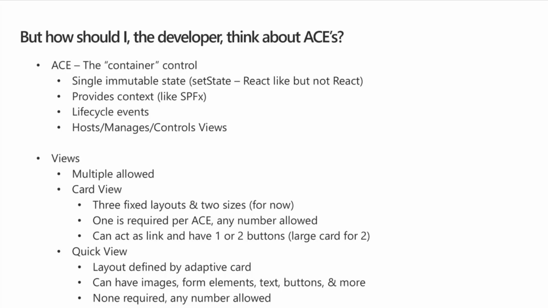And then finally, the QuickView cards have no defined layout. So you completely control and define those layouts using the adaptive card schema or syntax, however you want to describe that. Those can have images, form elements, text, buttons, and more. Pretty much in my testing, everything seemed to mostly work from adaptivecards.io that I tried in there. So really neat, really flexible, very easy to build stuff out. And you'll see I was able to build out some fairly ugly, because I built them, but complicated interfaces pretty easily. And then you're not required to have a quick view card.